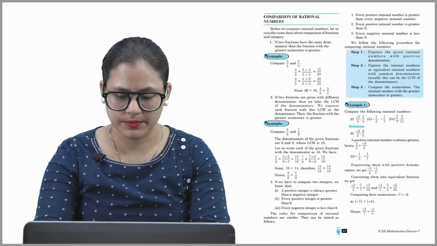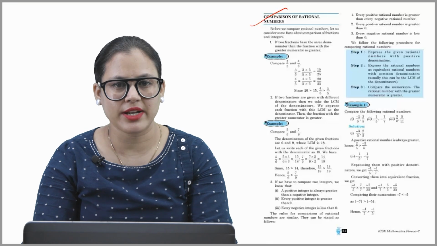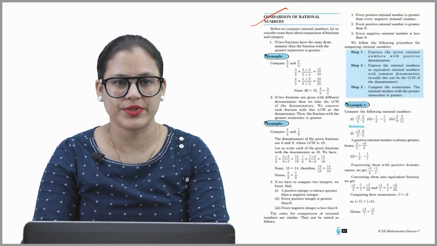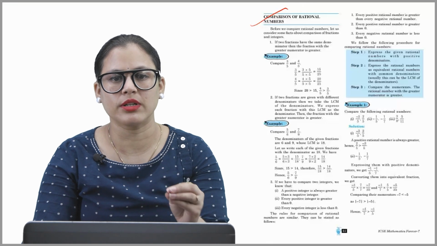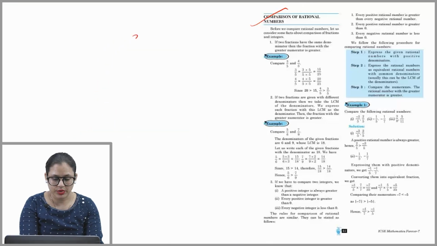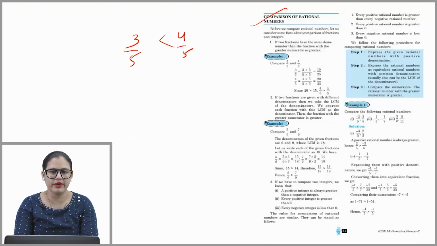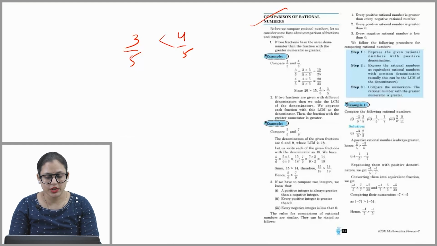Comparison of rational numbers. Before we compare rational numbers, let us consider some facts about comparison of fractions and integers. Number 1, if two fractions have the same denominator, then the fraction with the greater numerator is greater. For example, we have to compare 3 by 5 and 4 by 5. Which one is greater? Of course, 4 by 5 is greater, because here the denominators are the same.